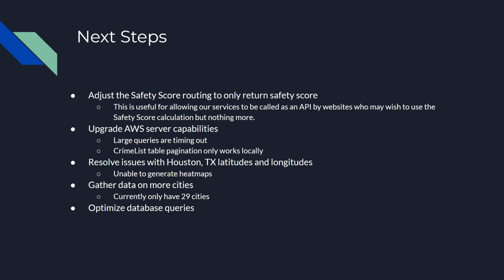We'd also like to resolve some of our issues with current existing cities, one of which is Houston, Texas. The issue is that the latitude and longitude aren't correctly lining up with how our heat maps are generating, so a lot of the heat maps aren't able to properly generate for that city. We would also like to get more information on more cities. Right now we're only up to 29 cities, but it'd be nice to have at least one major city in each state across America. And lastly, we'd like to optimize our database queries to speed up the loading on our web page, mainly the charts as well as the heat map loading times.